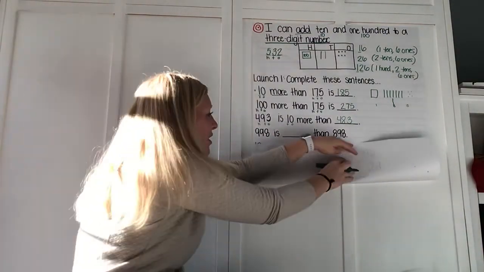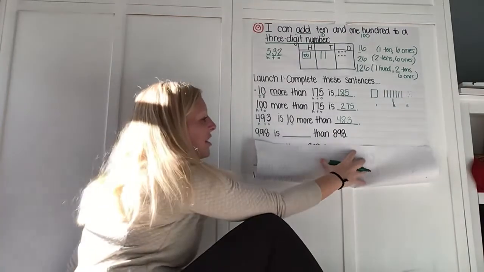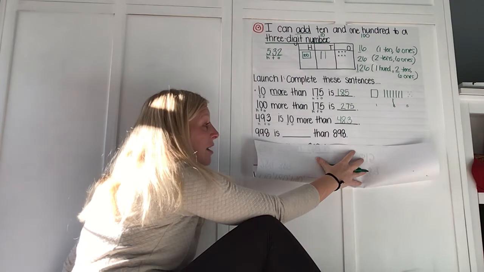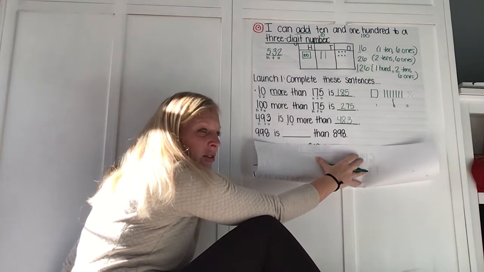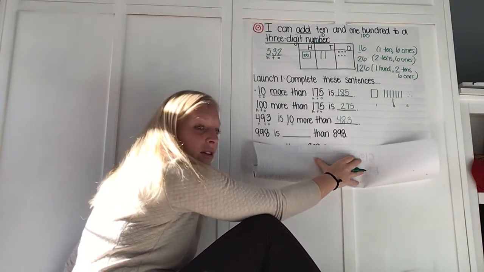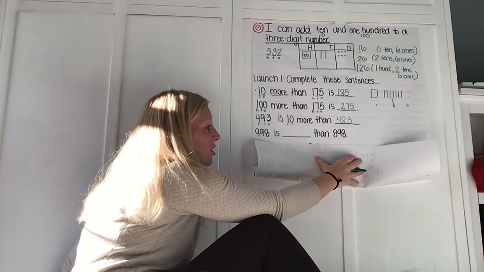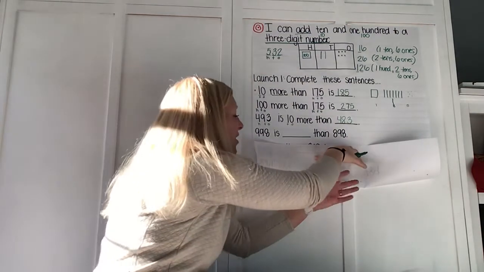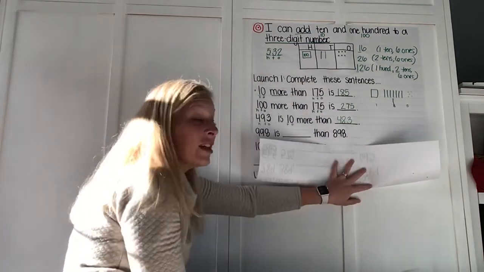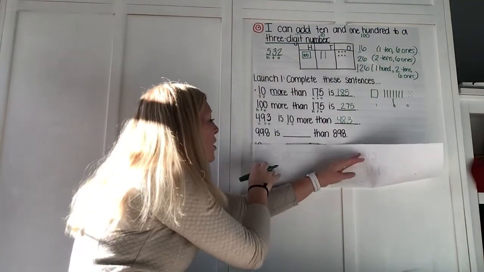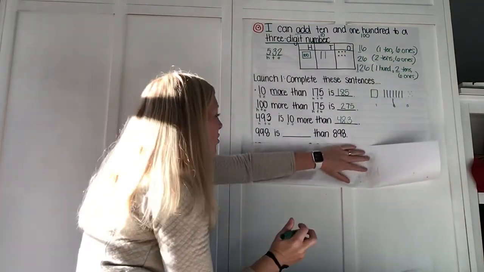Ooh, let's look at this one. 998 is 10 than 898. What are we going to do first? Why are we going to look at the place that changed? It'll give us a clue, won't it? It's not always going to be surefire, but it'll certainly give us a clue. So what did you do first? What do you notice?